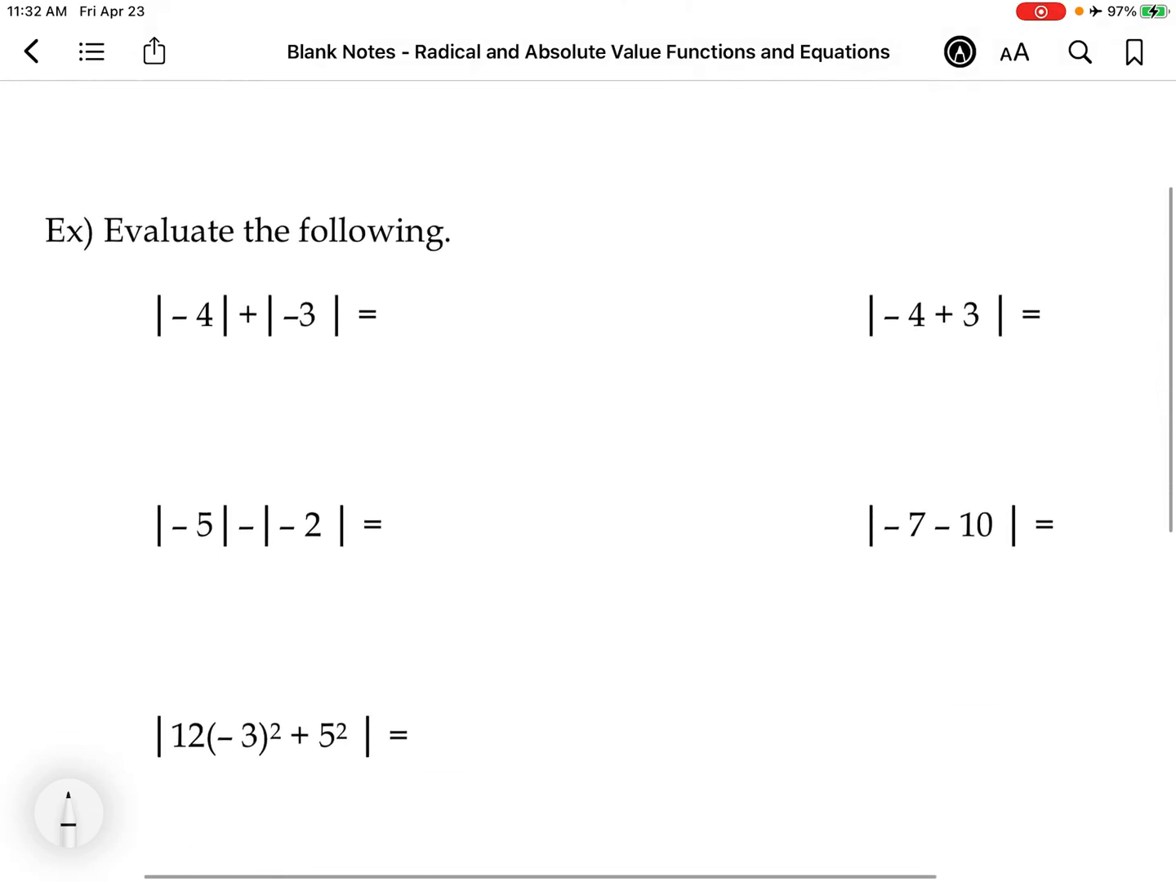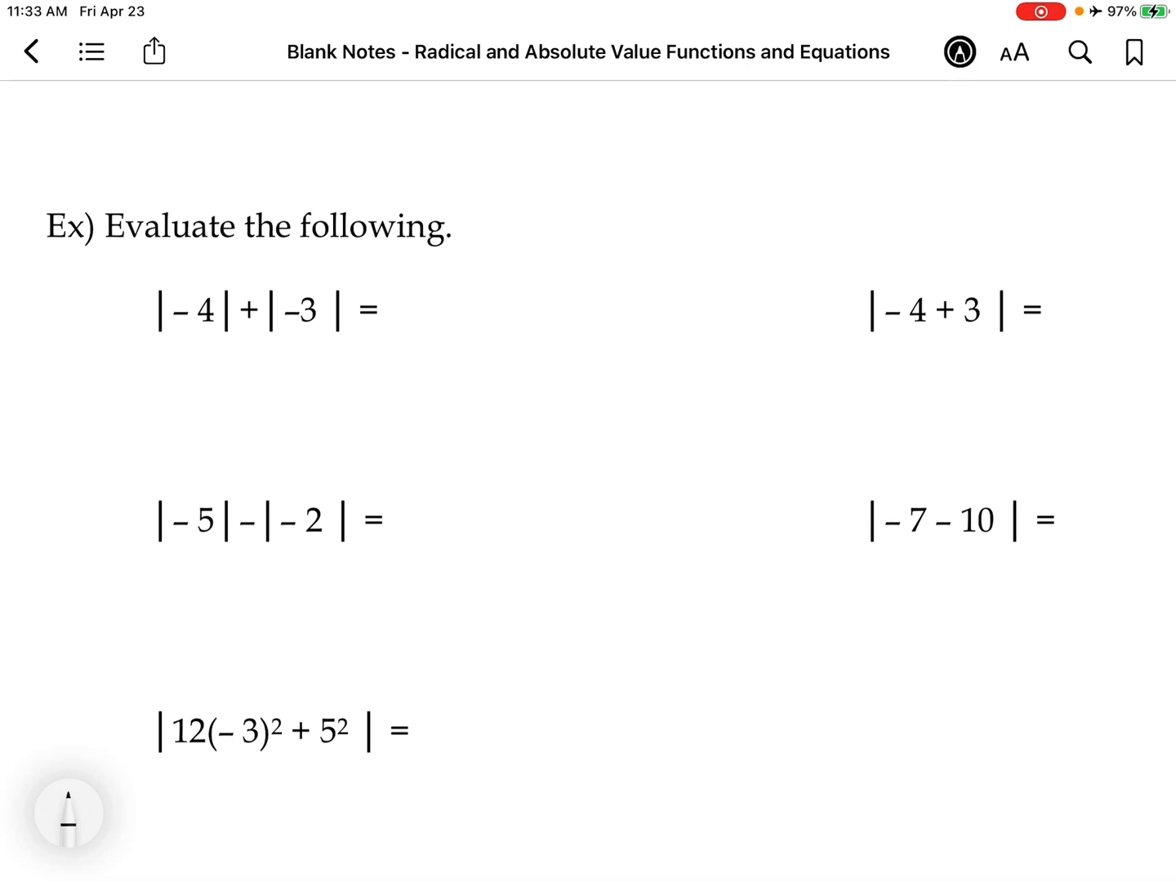Okay, all right, evaluate each of the following. So absolute value of -4 plus the absolute value of 3. So we have to evaluate each of these absolute values first and then add them together. So this is going to be 4 plus 3, which is 7.